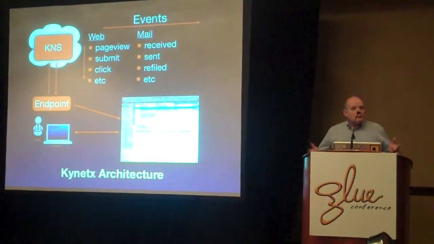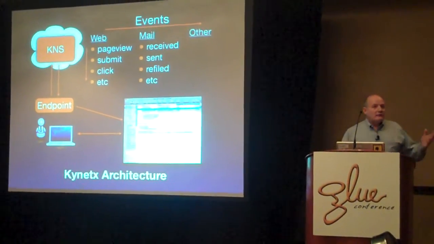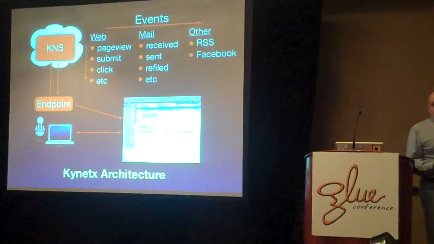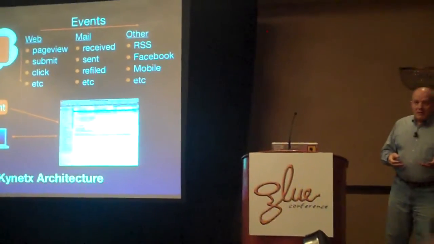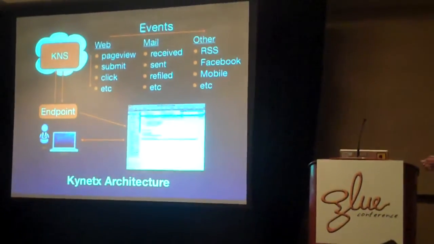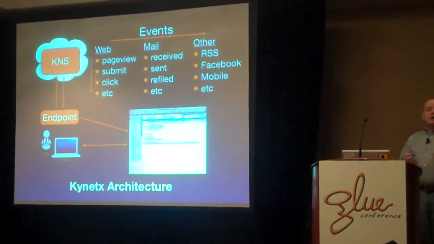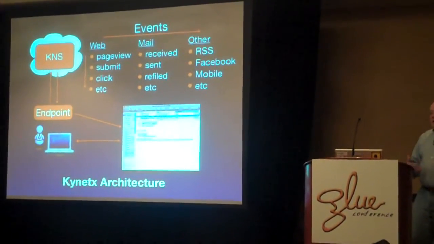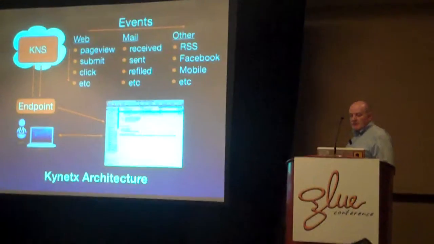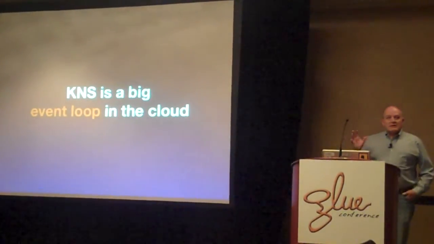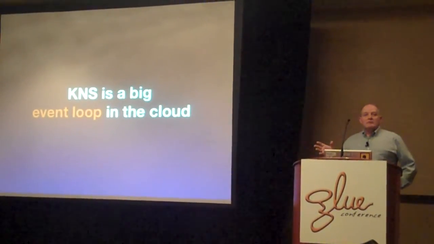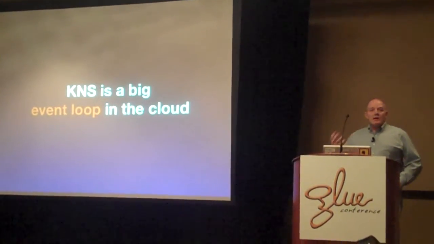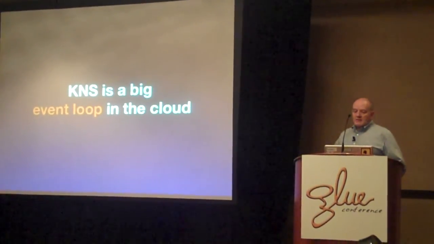And it doesn't have to be just web and mail, obviously. We could do RSS, we could do any generalized webhook, we could use XMPP and Jabber, those kinds of things. Those are all systems that can raise events. And a programming language then can be built to respond to those events. The Kynetx network service is essentially a big event loop in the cloud. That's what it's doing. It's just sitting there waiting for events and responding to those events.